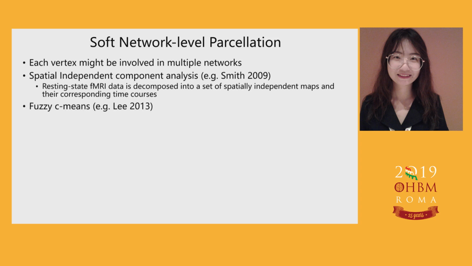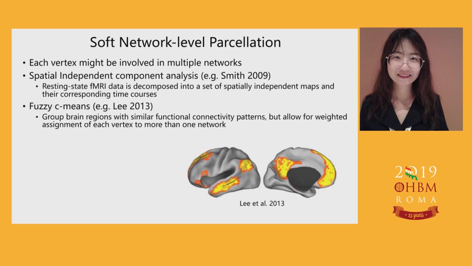Another approach to estimate soft network level parcellation is fuzzy C-means. The idea is very similar to the mixture model. It tries to group the brain regions with similar functional connectivity patterns together, but fuzzy C-means allows for weighted alignment of each vertex to more than one network. In this example, the yellow color indicates the brain regions have a higher probability of being assigned to the default network, while the red color indicates a lower probability.